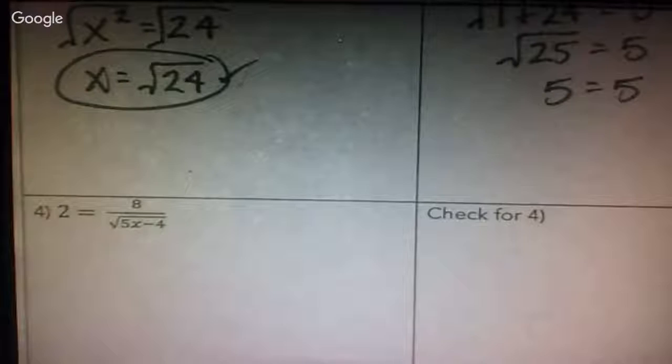Guess what? We can do that same exact thing with this. No, you can't. Yes, you can. Because I can always write a whole number as a fraction by putting it over 1. So I can put this over 1, which means I can cross multiply. So I've got 2 times the square root of 5x minus 4 equals 1 times 8, which is 8.